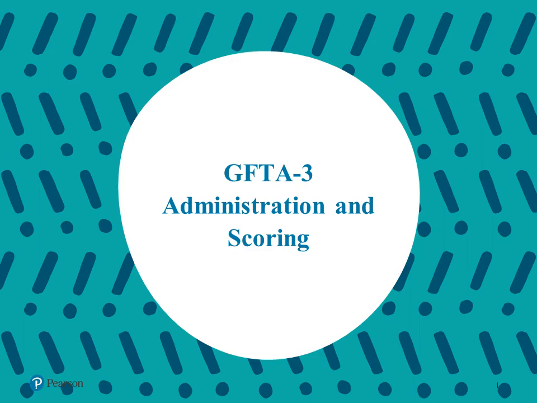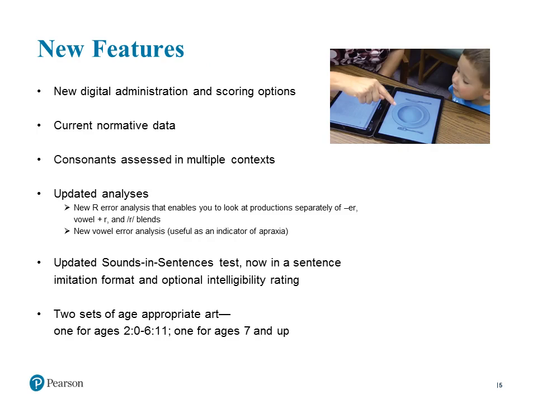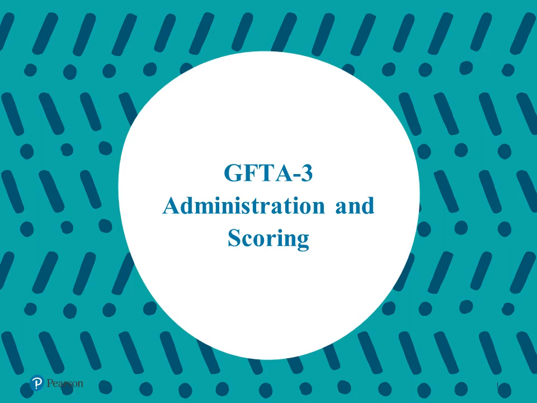Also, we have an updated sounds and sentences test. It's now a sentence annotation format, and then we also have an optional intelligibility rating to go along with that. The art we're going to get to shortly, but instead of having one set of art stimuli, we now have two, one for ages 2 to 6-11 and one for ages 7 and up.